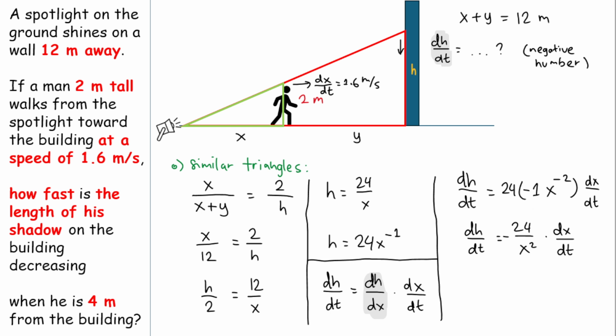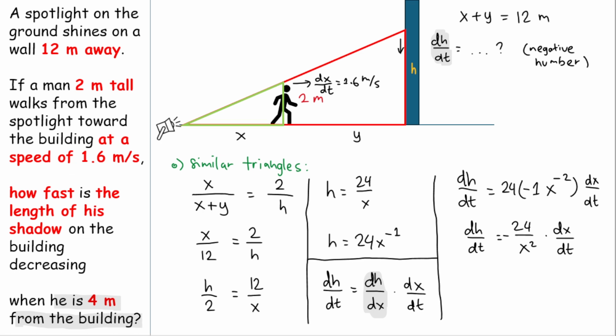Okay, and the question is when he is 4 meters from the building. So we will have when Y is equal to 4. But if Y is equal to 4, what is X? Let's see here, right? So we will have X plus 4 equals 12. Therefore, X is equal to 8 meters. So when Y is equal to 4, X will equal 8.